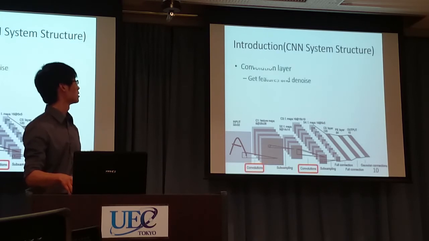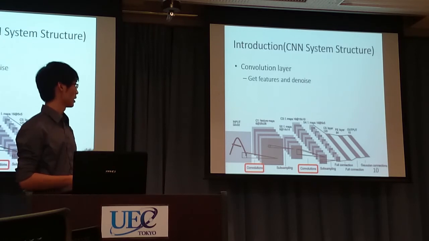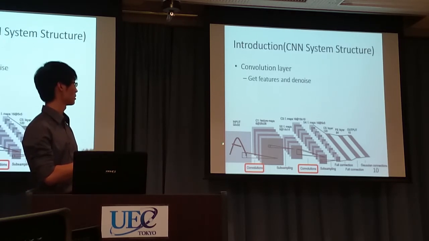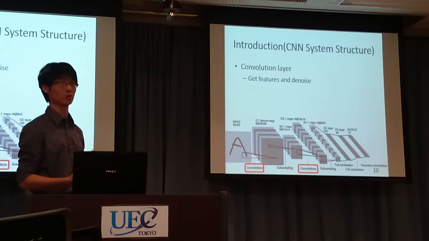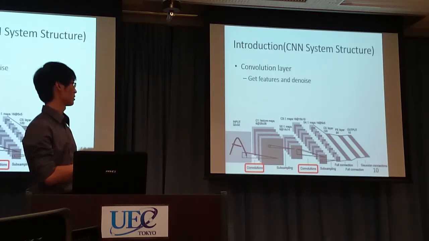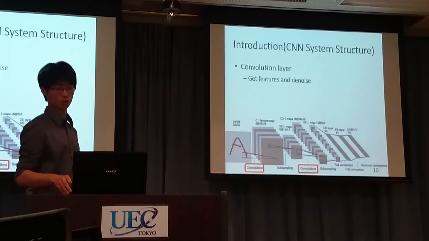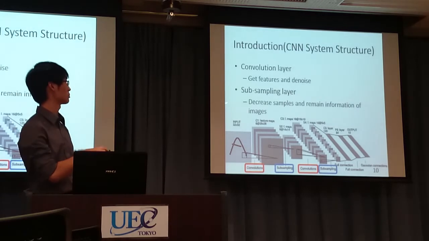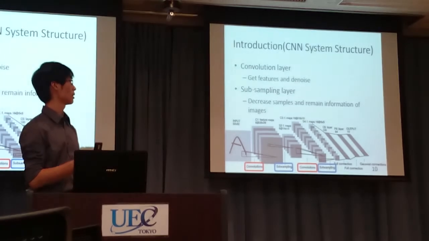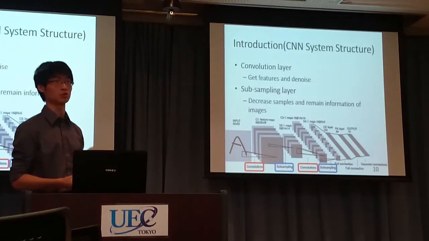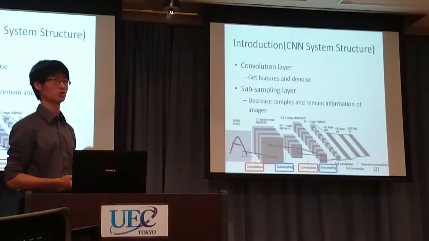And here is the convolutional neural network system architecture, and here is the input image, and we do the convolution here, and you will get the features of the picture. And after we get the feature maps, we do another operation, the subsample. Subsampling is to maintain the information of the picture but decrease the dimension, so it's easier to process.